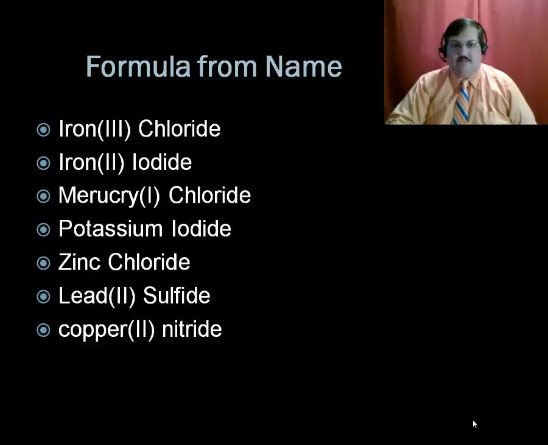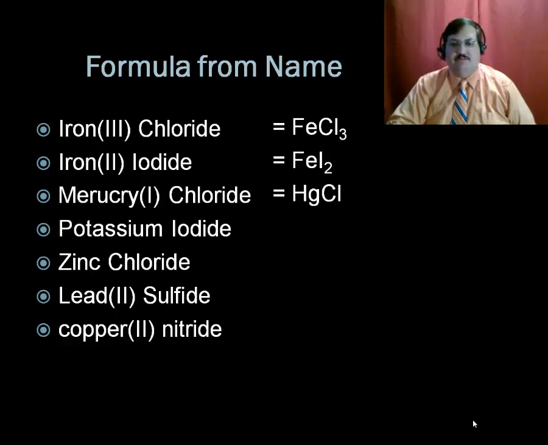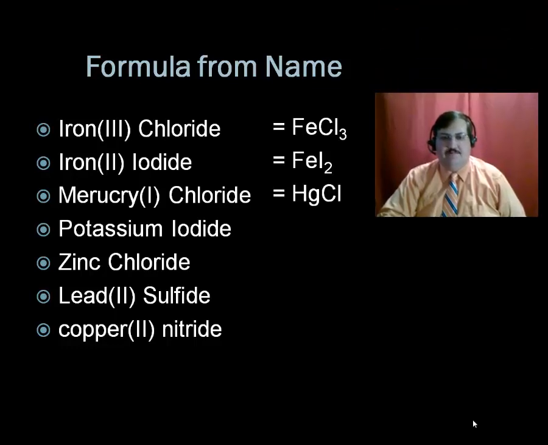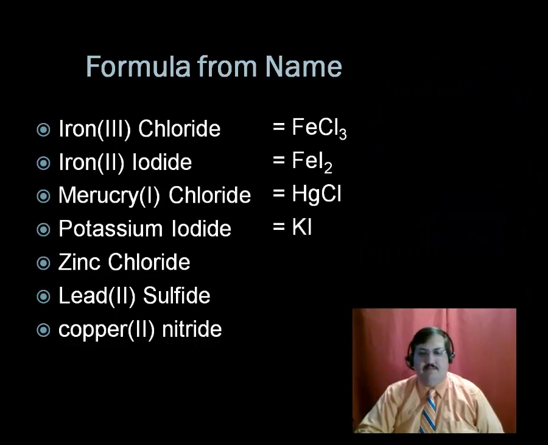Okay, let's take a look at the first one. Iron is going to be Fe, chlorine is going to be Cl. Chlorine is always going to be a -1 ion. Iron here is going to be a +3 ion. So I know I'm going to need 3 chlorines for every 1 +3 iron I have. So I get FeCl3. For iron 2 iodide, I'm going to get FeI2. Mercury 1 chloride, HgCl. Potassium iodide, KI.